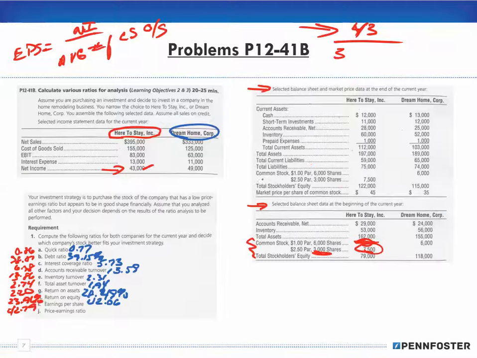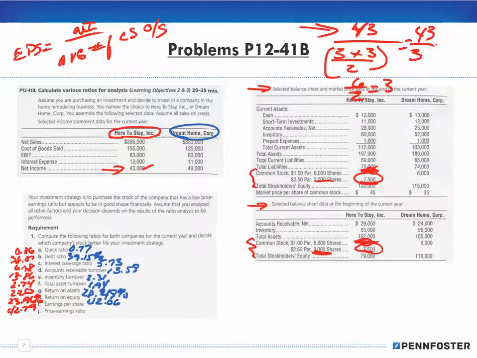Now we look up here at the end of the year, and we have the same exact situation. Nothing changed. There's zero of the $1 par, and there's 3,000 shares of the $2.50 par. So 3 plus 3 divided by 2, 6 divided by 2 is 3. So we end up with 43 over 3, and that gives us an earnings per share of 14.33, and that's a dollar amount of earnings per share. Let me go back over that again, but I'll do it with Dream Home.